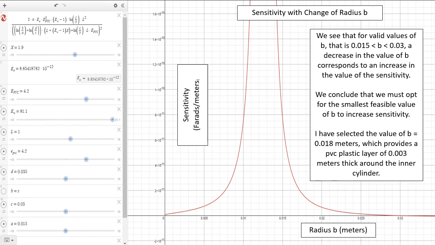I have selected the value of b equals 0.018 meters, which provides a PVC plastic layer 0.003 meters thick around the inner cylinder, or inner electrode. This provides a perfect balance between high sensitivity and the thickness of PVC layer, which we can realistically build and design.